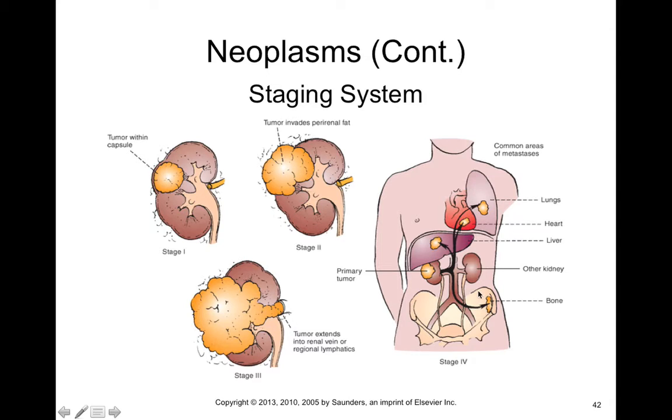And stage 4 renal cell carcinoma is where it has spread to other distant sites. So it's metastasized to things like your liver, heart, lungs, and bone. Really, any vascularized tissue could receive metastases from a renal cell carcinoma.